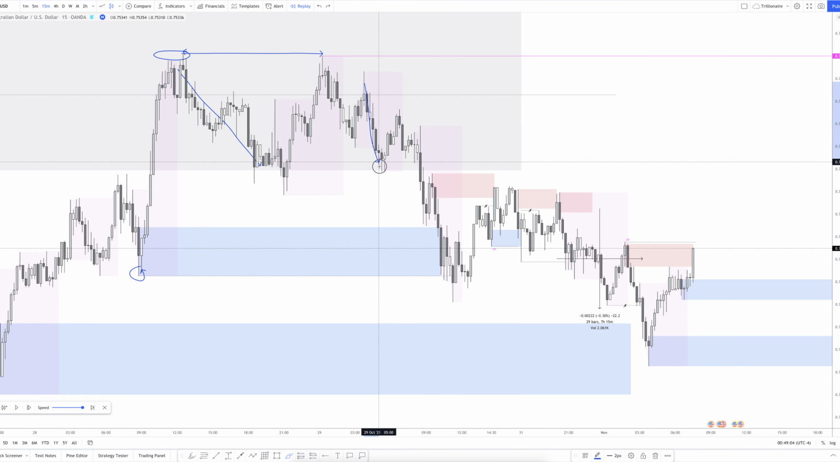Then we see that price fails. Price starts to push to the downside. You could have taken sells here, and then price pushes to the downside even more. Now I'm basically explaining, in a very quick, short way, how to take advantage of internal structure, or how I take advantage of internal structure.